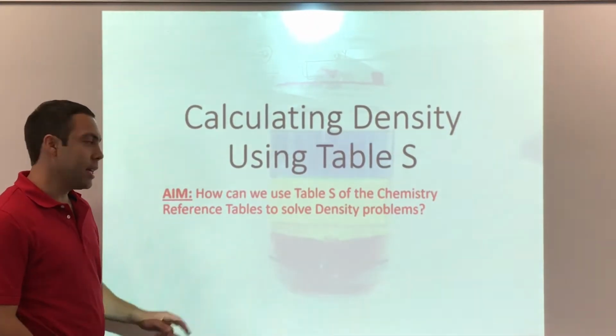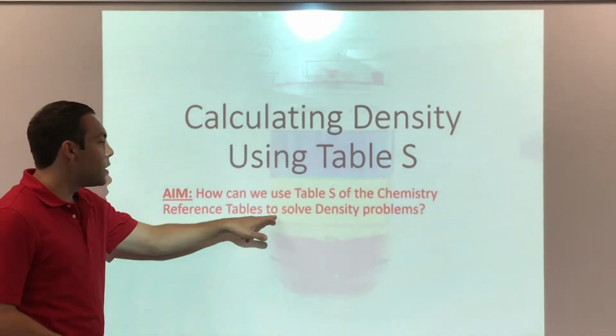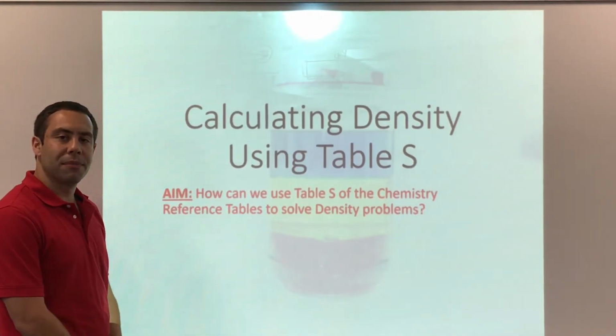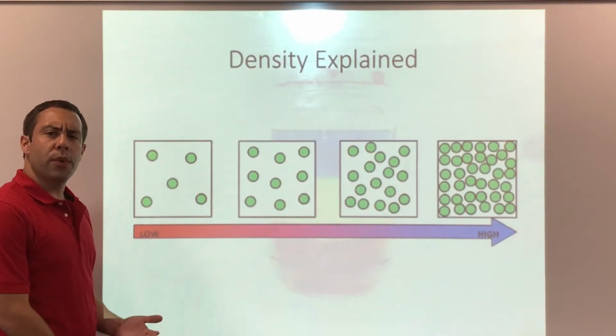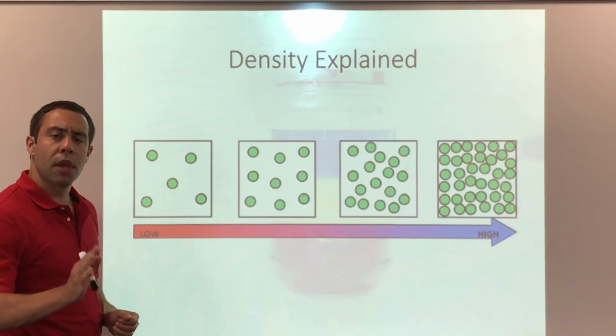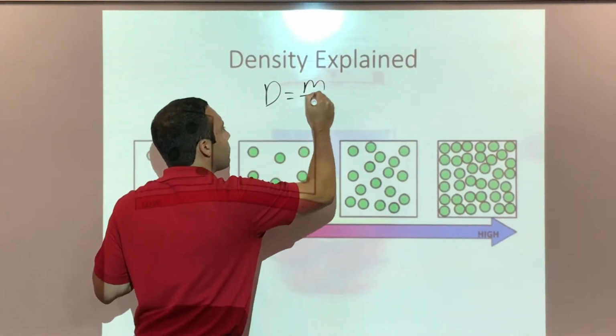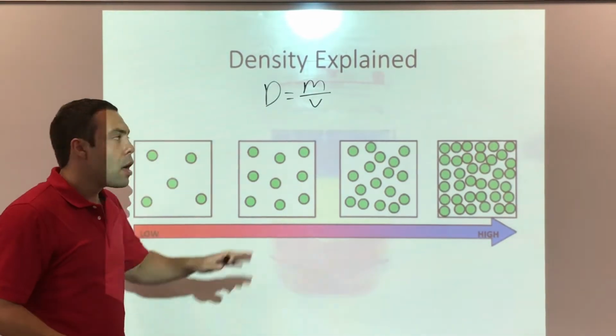Our aim for today is how can we use Table S of the chemistry reference tables to solve density problems. But before we do any calculations, let's take a deeper look at the concept of density. Remember, the formula for density is density equals mass over volume.